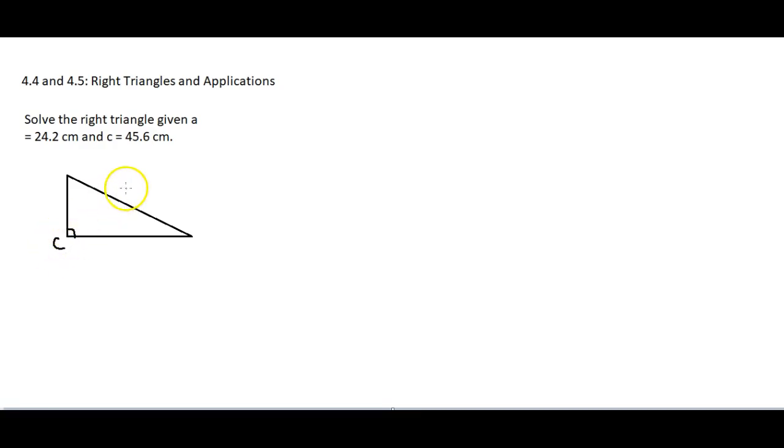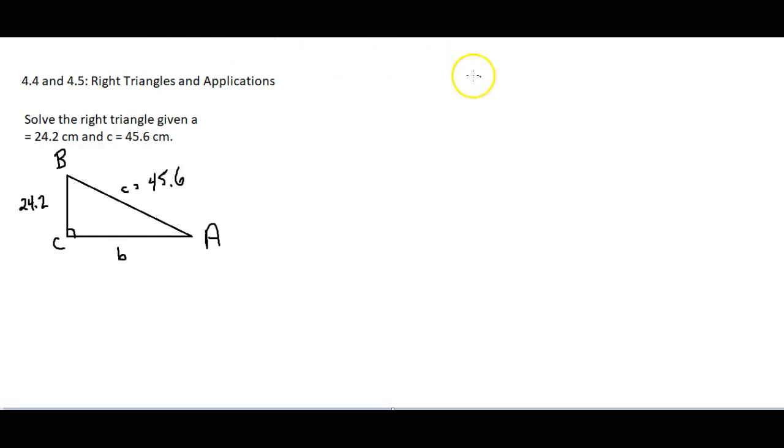This would be C. This would be lowercase c. So therefore, we do know this side at 45.6. Now we can just decide which is A and B. It really doesn't matter. So this angle could be A. This could be B. It could be the other way around. I'm going to call this one A. If that's the case, then this side opposite it is side A, so this is 24.2. That makes this B and side B.